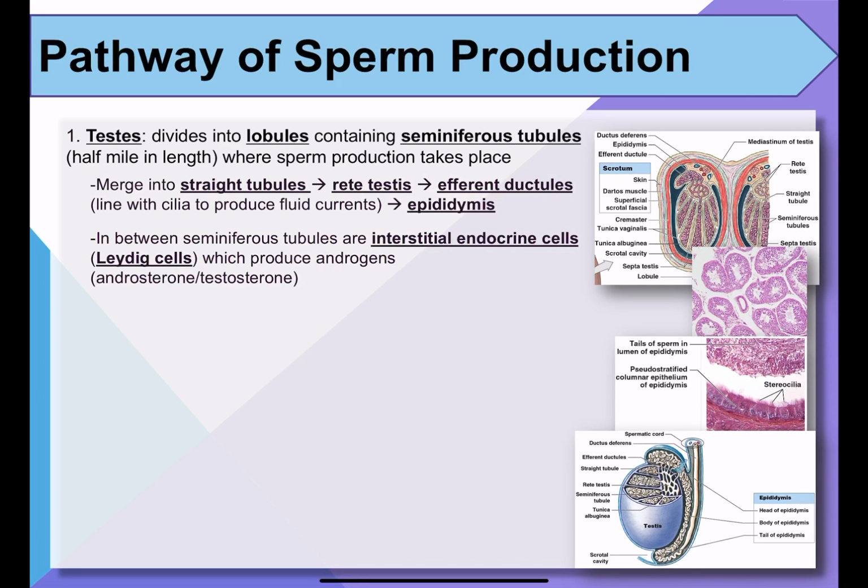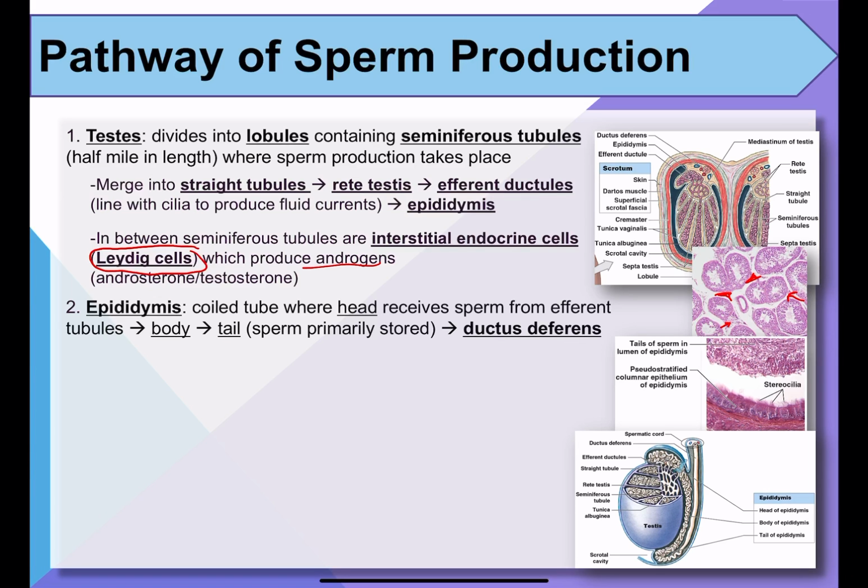So in between seminiferous tubules are what's called interstitial endocrine cells, what you were labeling or having to remember on the histological slide of testes. So those, I said, are those cells between the tubules that you're seeing here or here. Okay, so another name for these cells is Leydig cells, and they are important for producing androgens, which is, again, male sex hormone, and the main male sex hormone is testosterone.